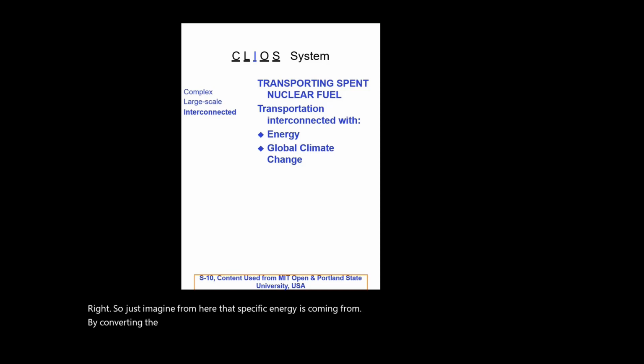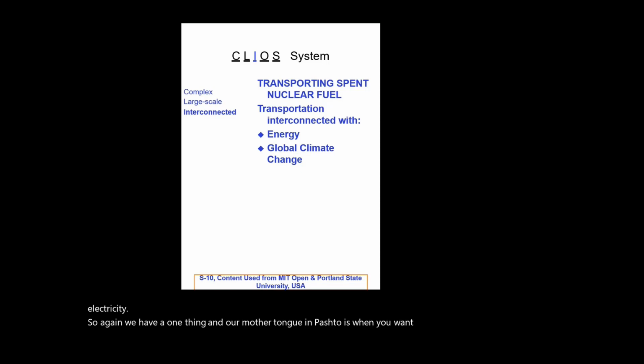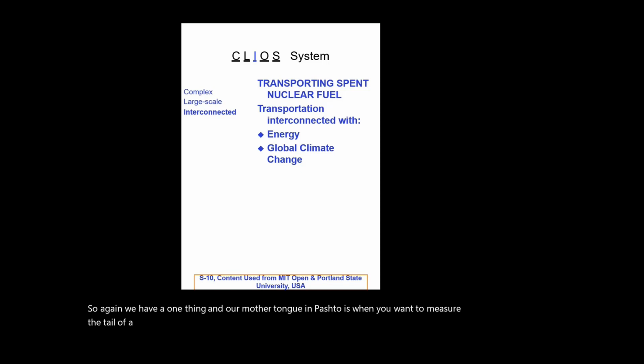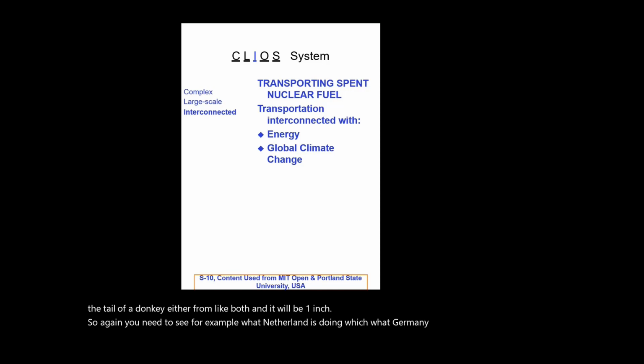By converting the fuel, we just put it in the very big diesel engine, which produces electricity. Yes. So again, we have a saying in our mother tongue, Pashto: when you want to measure the tail of a donkey, from either end, it will be 1 inch. So again, you need to see, for example, what Netherlands is doing, what Germany is doing, what Austria is doing.